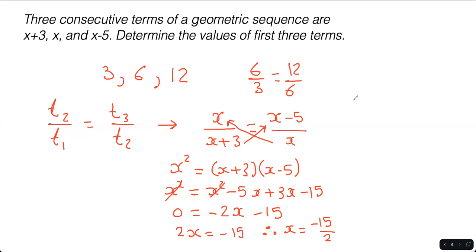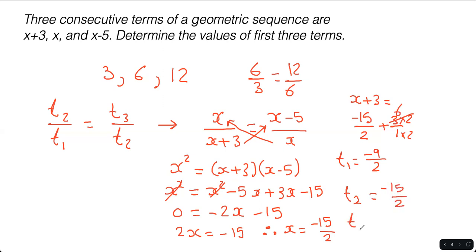So if we want to find the first term, it is x plus 3, which is -15 over 2, that's what x is, plus 3. That's over 1, so we're multiplying this by 2, this by 2, so that makes it 6. -15 plus 6 is -9 over 2. So that's your T1. And T2 is x, so it's the same as this, -15/2.